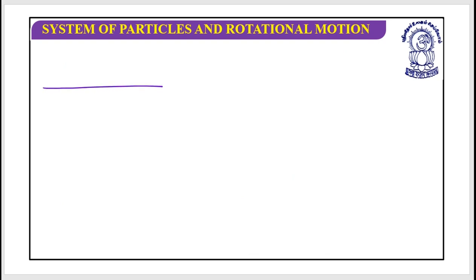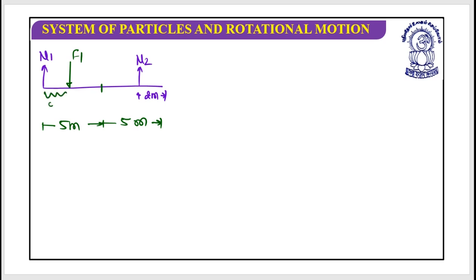N1 was acting on this, N2 was acting like this. This was 2 meter. This is the midpoint, so this is 5 meter, and this is 5 meter. Force F1 is acting in this, and this is 2 meter. This is F2, which equals 20, and here mg is acting. Let's give this location a name: this is location 1.